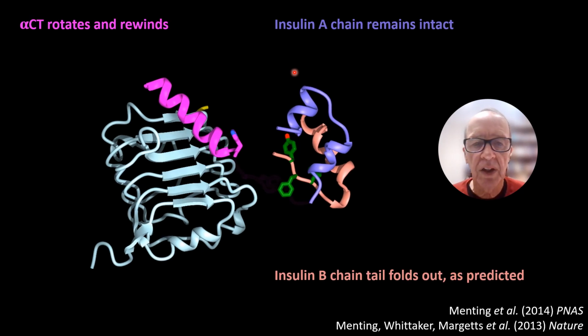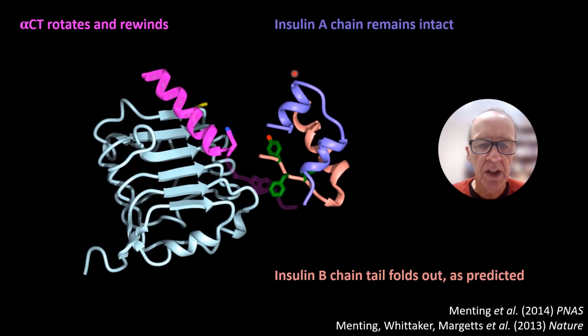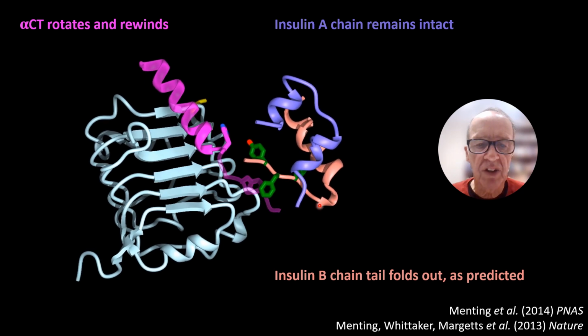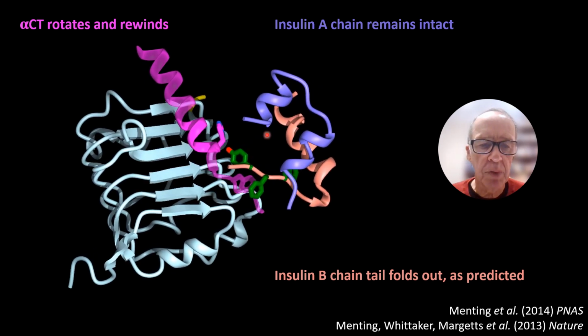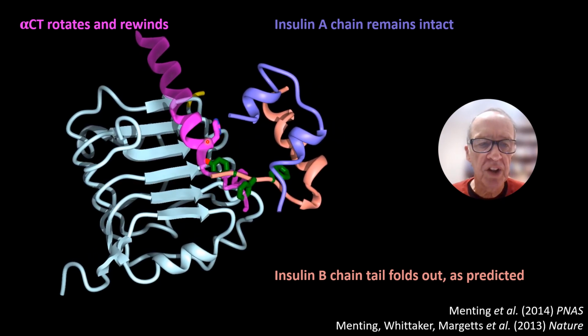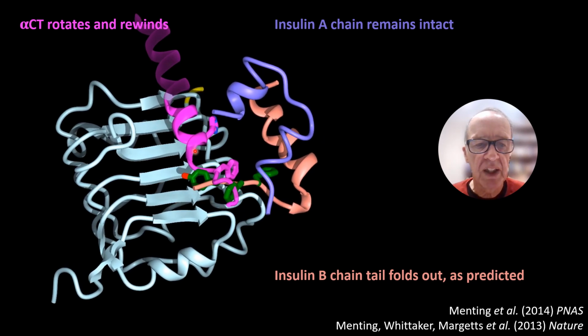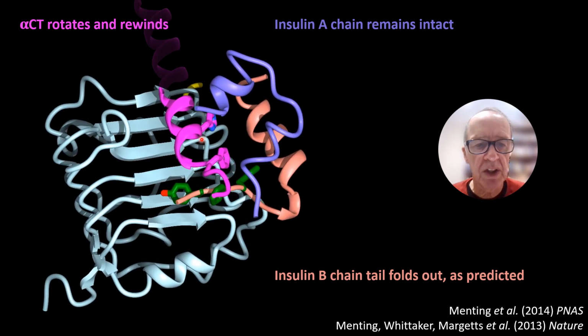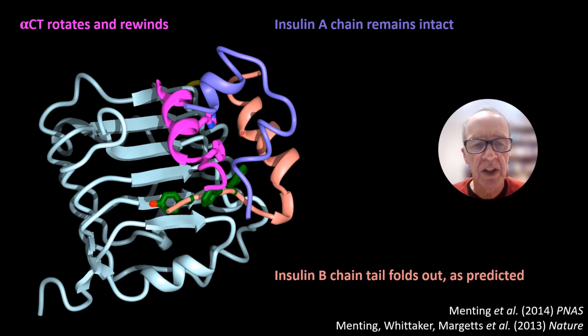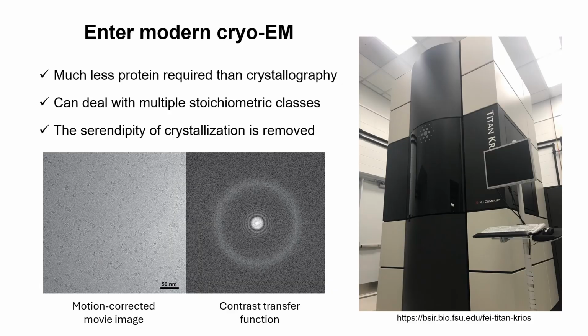So in this video, you can see what happens. Firstly, the B chain of insulin folds out, as had been predicted. There's a reconfiguration of the alpha-CT segment and an intimate docking of the alpha-CT segment into the core of the hormone. So that was quite neat and explained an absolute wealth of the prior biochemical data. So what the previous two structures showed us were, on one hand, the structure of the apo receptor, and on the other hand, the way in which insulin bound to its primary binding site.